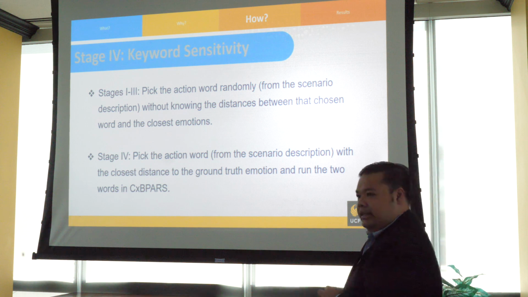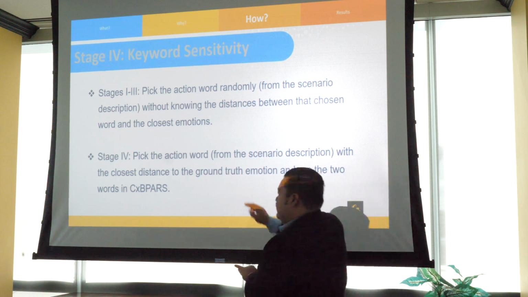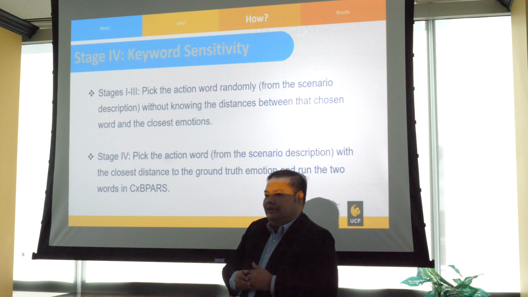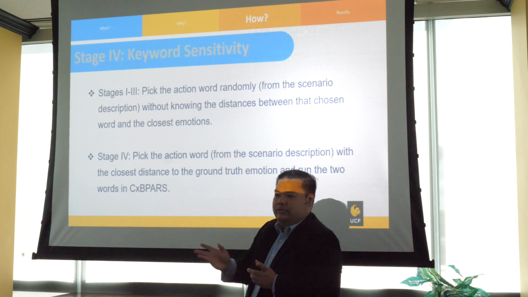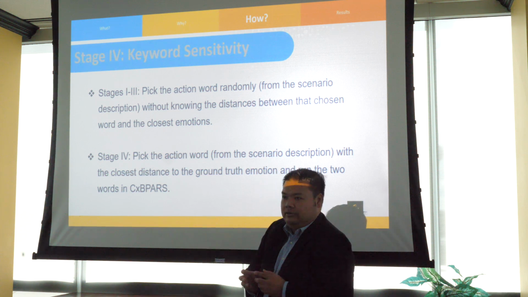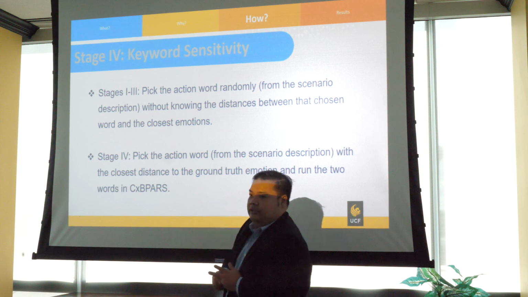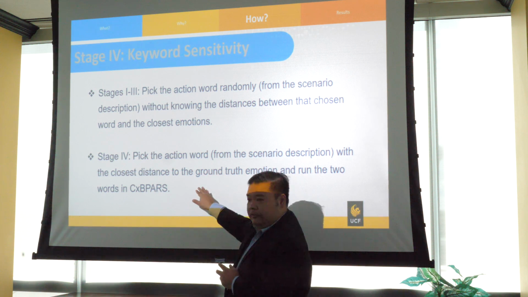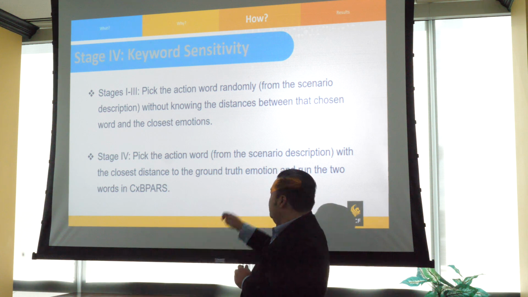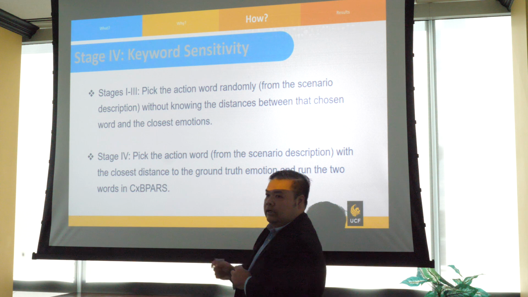So, to answer our next question, how sensitive are our keywords? Because in this study we only use 2 action keywords. In stages number 1 to 3, I just looked at the scenario and tried to pick keywords that at least describe the scenarios, without knowing how close they are or what emotion they're expressing. That's what I did for stages 1 to 3. But for stage number 4, I tried to see the ground truth, and try to pick the keywords that are close to the ground truth.